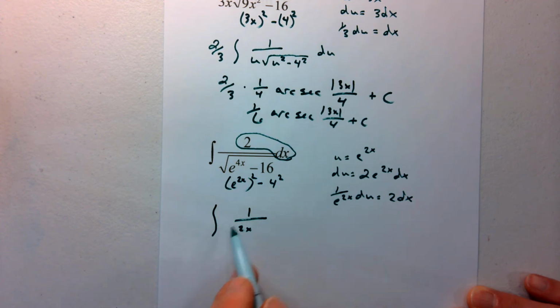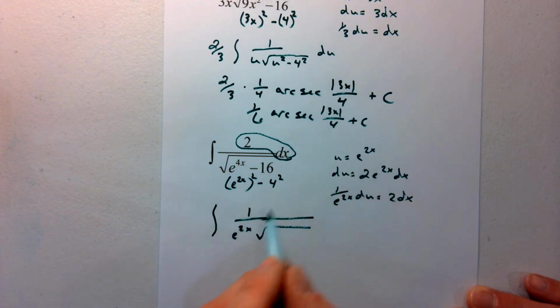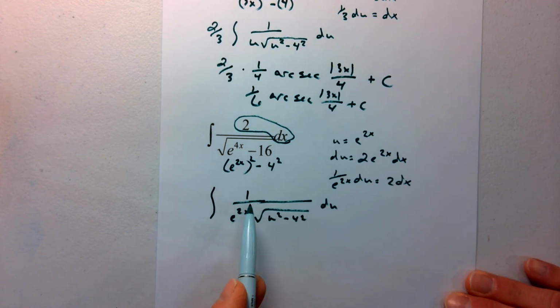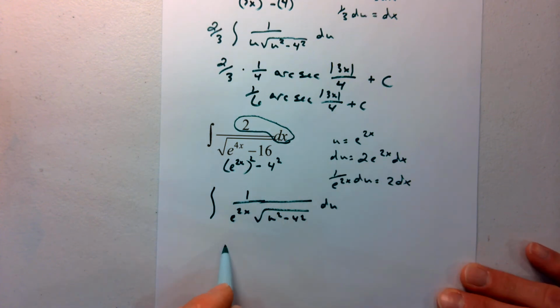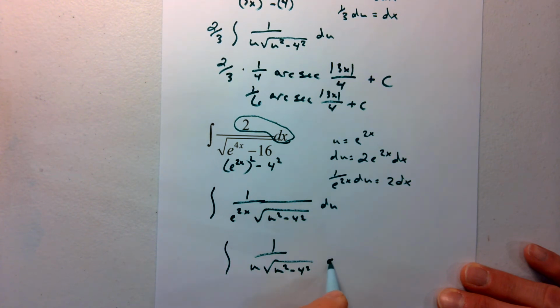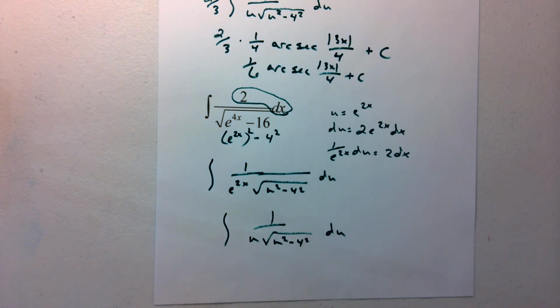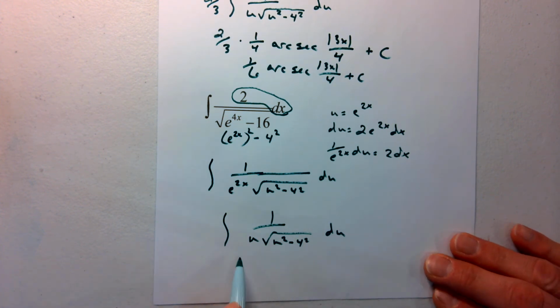So we have 1 over e to the 2x square roots. E to the 2x, that's our u. So we have our u squared minus 4 squared du. What do we know about this e to the 2x though? E to the 2x is our u. So we have 1 over u square root of u squared minus 4 squared du. This is now, yep, you're right, an arcsecant, isn't it?